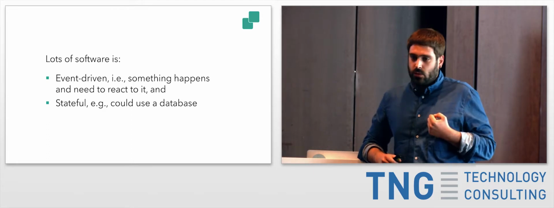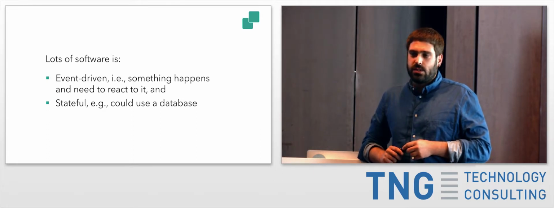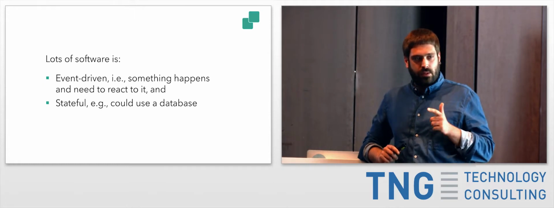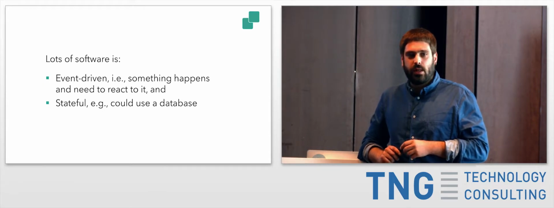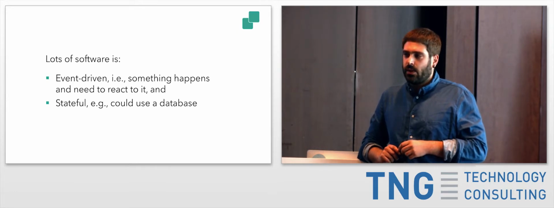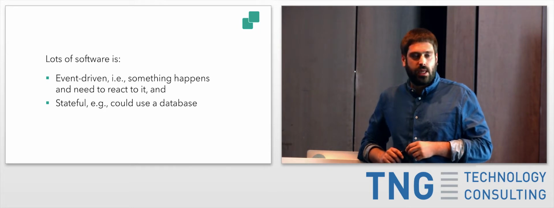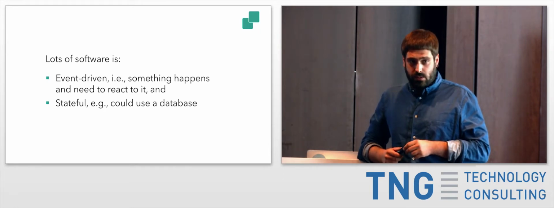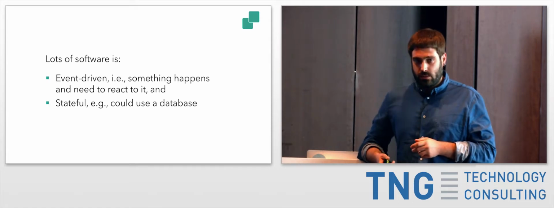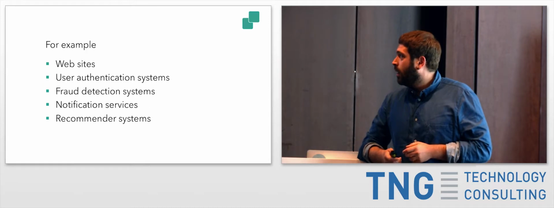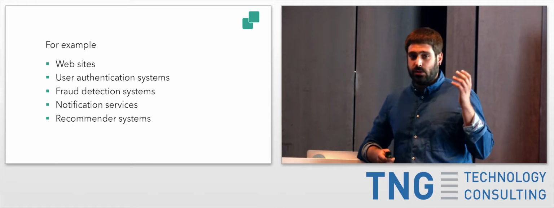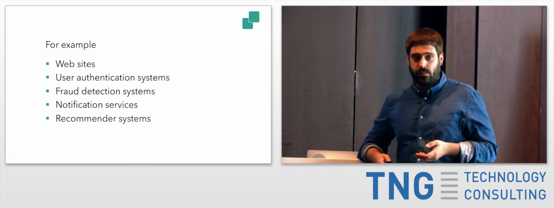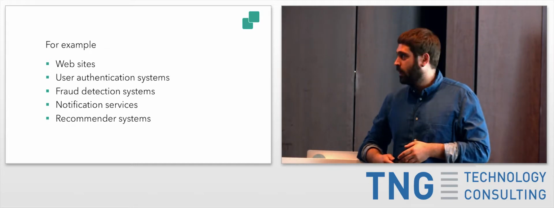Something happens and I need to do something with it. And in order to do something with it, I'm not just deciding whether it is interesting or not. That would be a little filter. But I need to do something a little more complicated, meaning that I have to keep around state. For example, if in your development team there is a discussion of which database we're going to use for this application, that's a good indication that you have state. You don't need to use a database for state, but you can. Examples of such applications are numerous websites, authentication systems, fraud detectors, recommender systems, pretty much a lot of software.